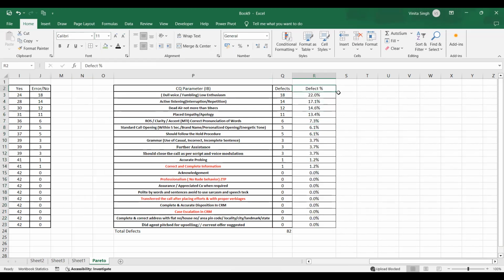in our Pareto analysis. Now this is defect percentage, but what we have to get is the cumulative percentage. Do you know what cumulative percentage is? Cumulative, as per language, is like comprehensive. That is putting together everything. Total, basically. So how do we calculate the cumulative percentage?